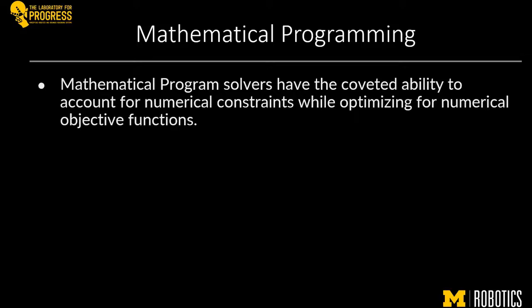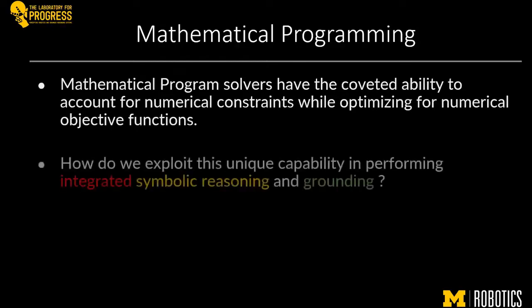Right, so I've set up all these phrases for mathematical programming, and they have this nice ability to account for numerical constraints as well as to optimize for specific objective functions. And so the question still remains, how do we exploit these unique abilities in performing integrated symbolic reasoning and bounding? How can we exploit abilities from logical reasoning as well as mathematical programming to come up with approaches that can both perform symbolic reasoning as well as command continuous variables that satisfy any kind of constraints you give it or optimize for any kind of objective function.